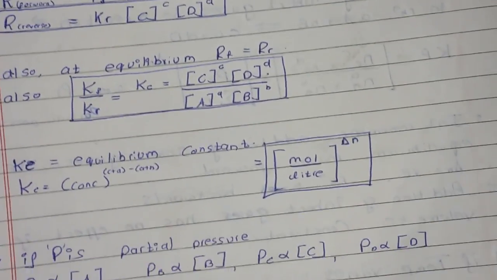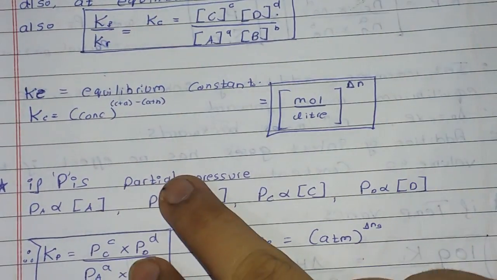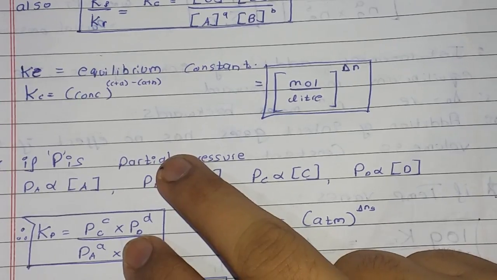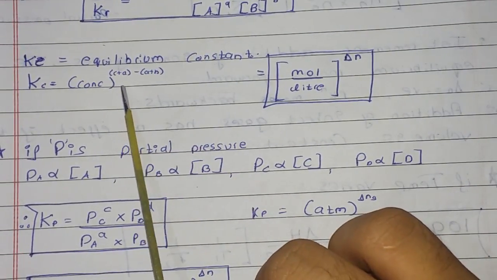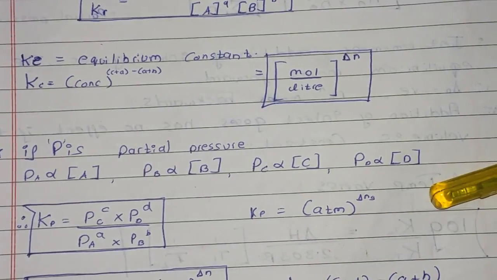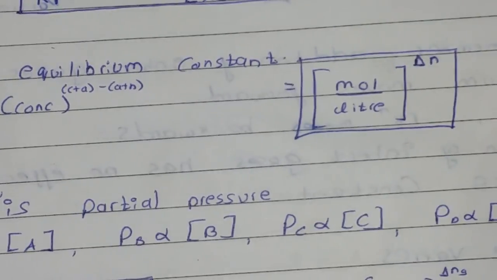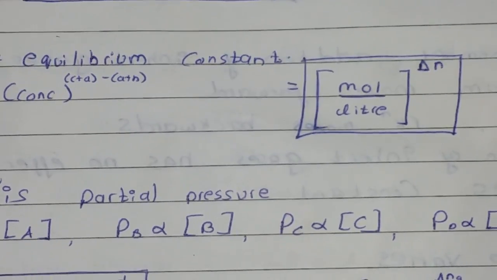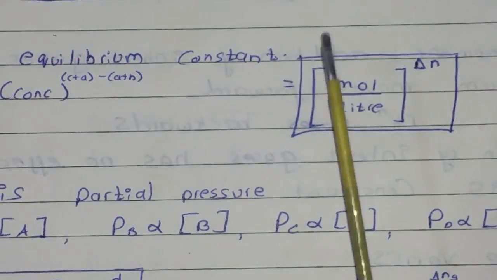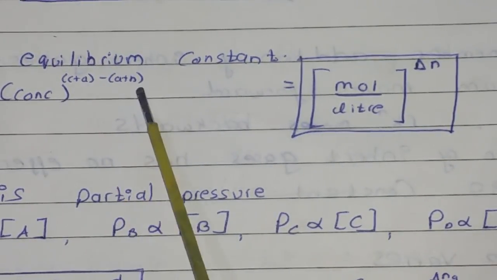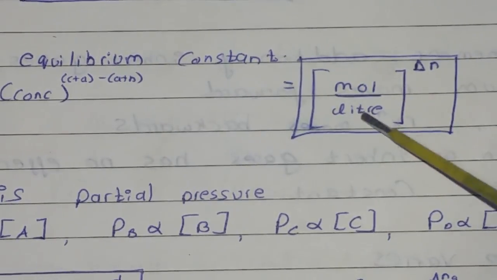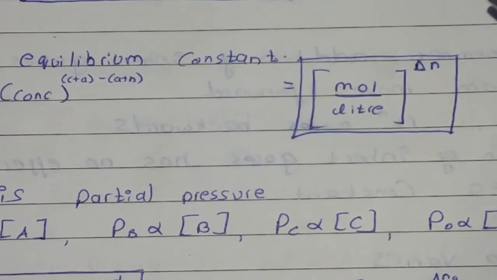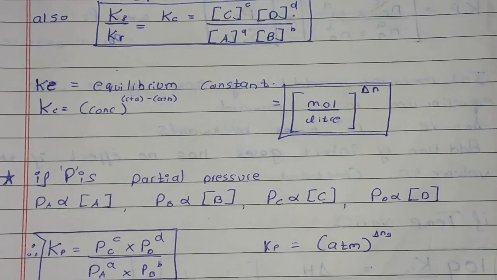Now we know Kc equals the equilibrium constant, just now I told you. So we can also say that Kc equals concentration raised to c plus d minus a plus b. You can see here right now: c plus d minus a plus b. That is nothing but the change in number of moles, that is delta n. So we can say moles per unit liter, that is moles upon volume, raised to delta n, is nothing but Kc.